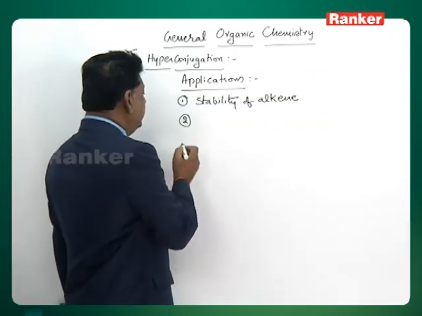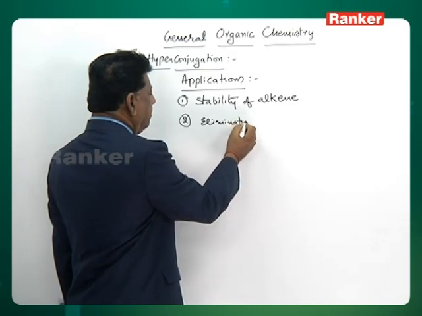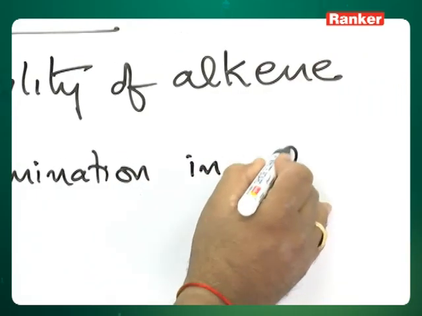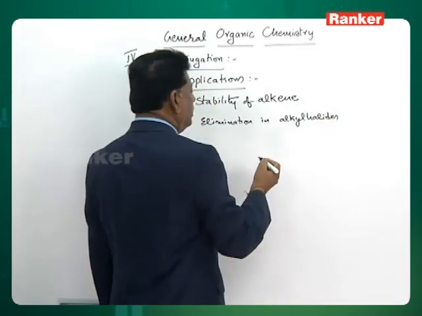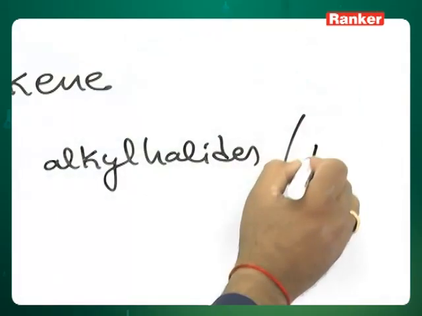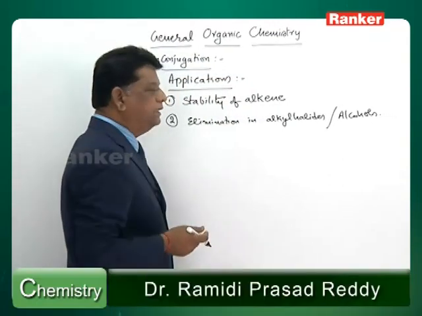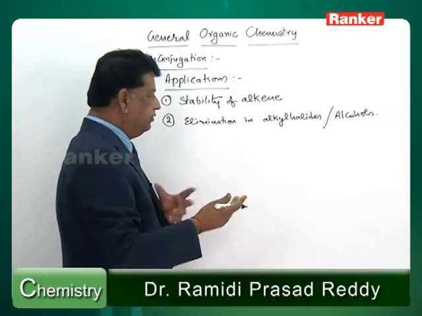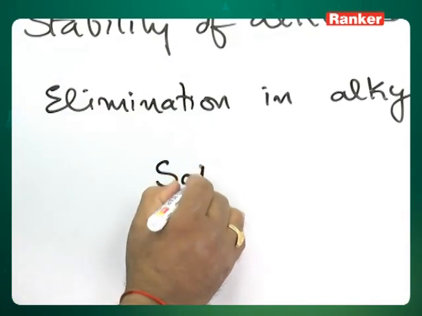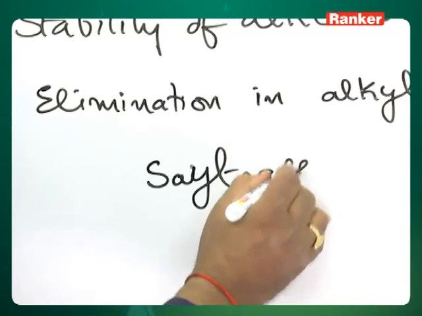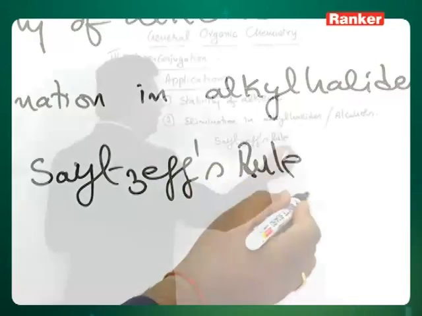Let us take one more application: elimination in alkyl halides or in alcohols can be studied with reference to the stability of the alkenes, wherein a rule called the Saytzeff rule. We are applying this rule in the elimination principle.